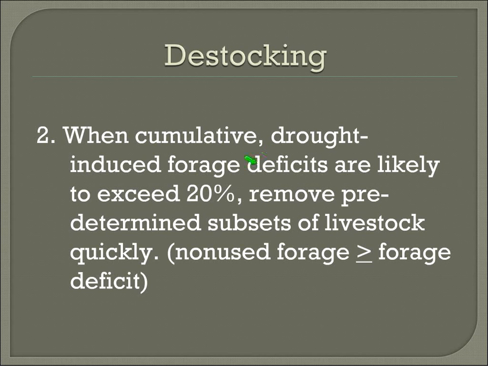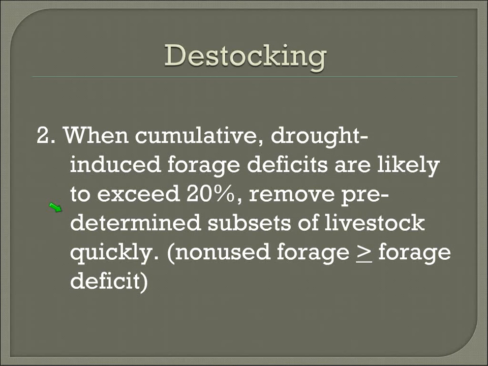Now, we're looking at a situation where, when these expected drought-induced forage deficits are likely to exceed 20%, it's at that point in time that we want to remove predetermined subsets of livestock quickly. Now, you heard from previous speakers, from Lynn Myers and from Ted Alexander and others, that it's terribly important to separate your livestock into different subsets so that when you're going to run short on forage, those can be moved very quickly.